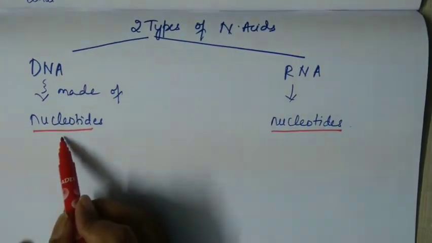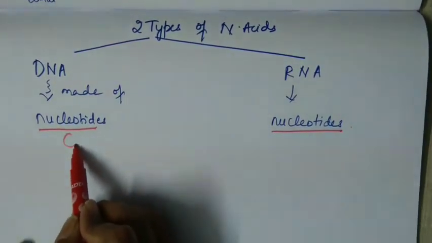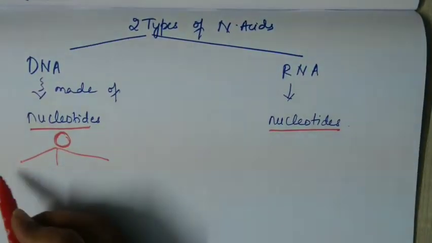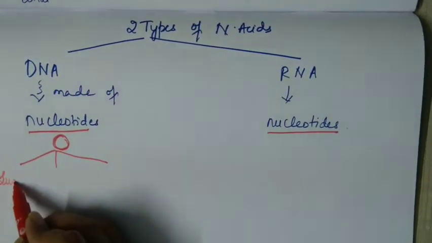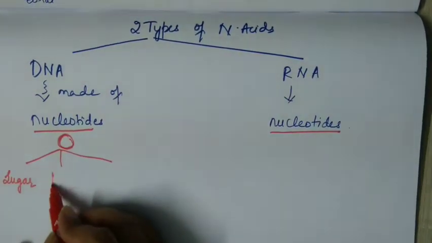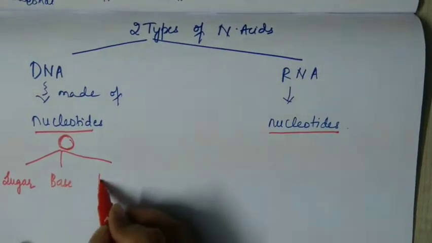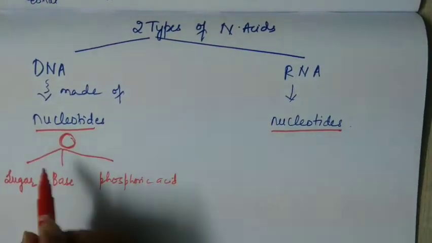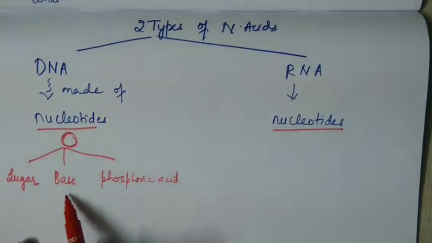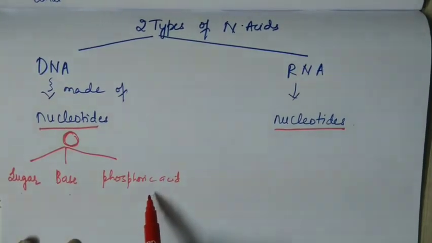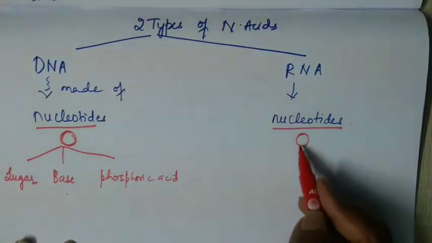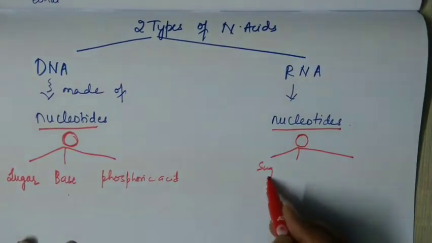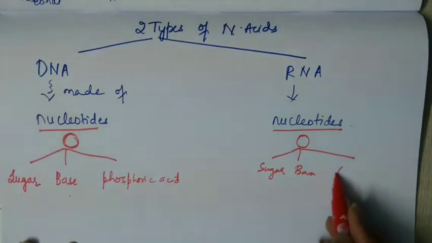Okay. So each nucleotide, which I had shown in the form of a circle, is made up of 3 units. One is sugar, the other is a base, and the third is phosphoric acid. So which are the 3 things present in a nucleotide? Sugar, base and phosphoric acid. How about in RNA? Yes, the same thing is repeated here. The nucleotide in RNA also is made up of sugar, base and phosphoric acid.